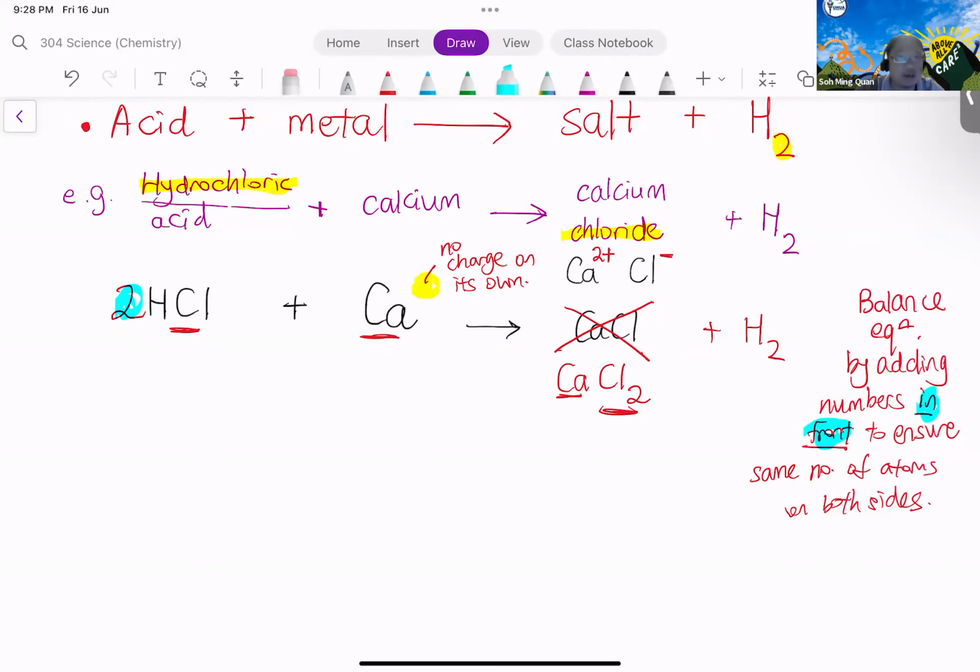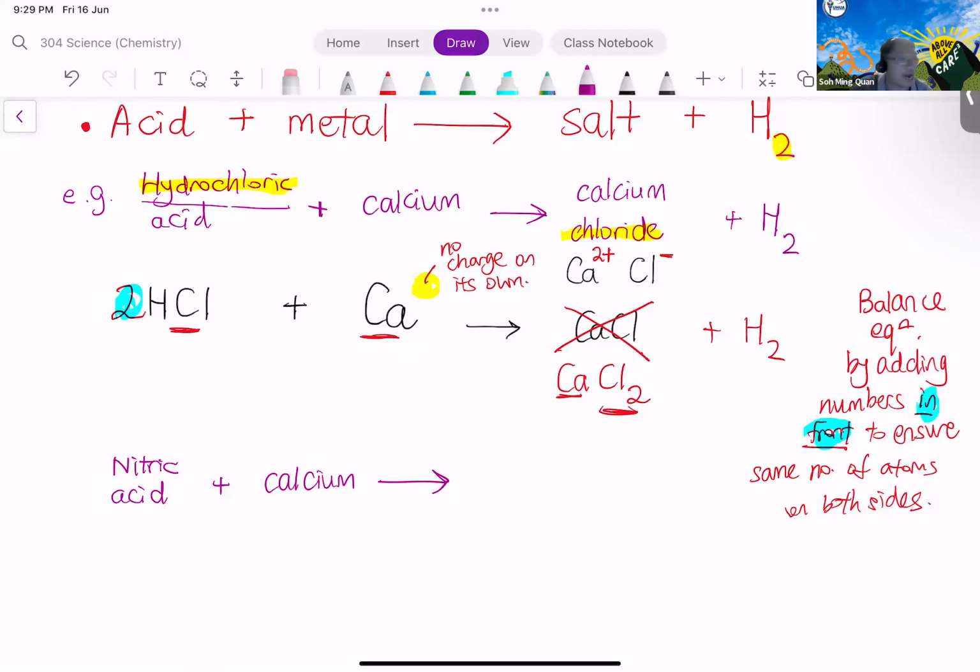Okay, now let's finish off with one more equation. Nitric acid plus calcium. What does it form? So now the reaction is what? Acid again. Acid plus what? Calcium. Calcium is an example of a metal. So nitric acid plus calcium is acid plus metal. Forms salt and hydrogen gas. The question is, what is the salt?